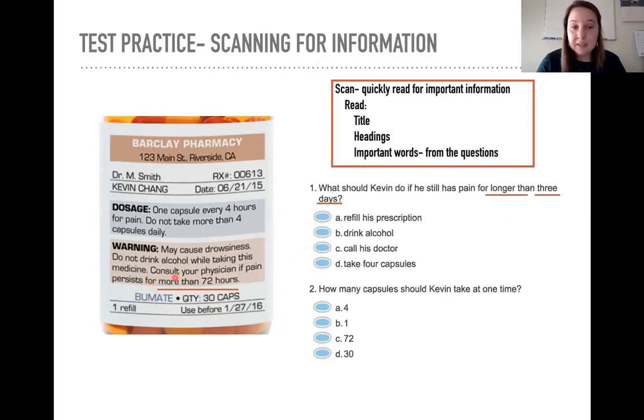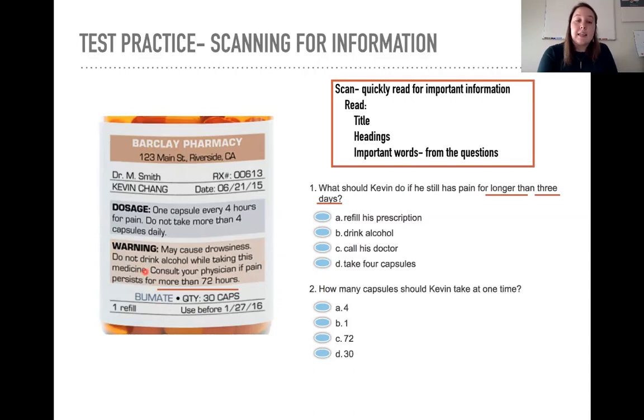So if we go back and read the sentence that it's in, it says, consult your physician if pain persists for more than 72 hours. Consult your physician if pain persists for more than 72 hours. Now, some of these words might be unfamiliar. It's a little bit higher vocabulary than is in normal everyday speech. This is for medical reasons, so sometimes they use higher vocabulary.